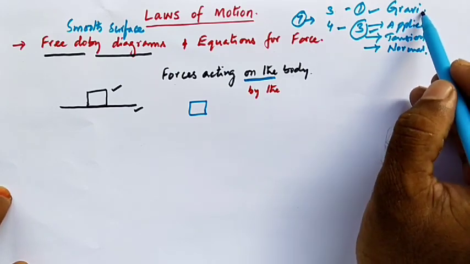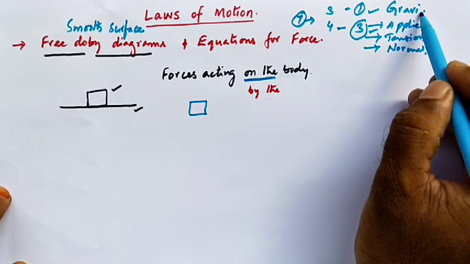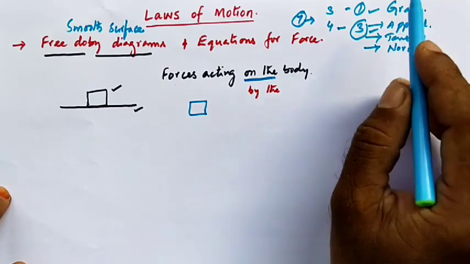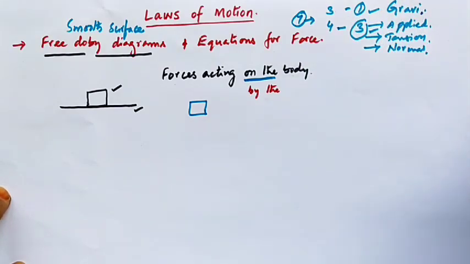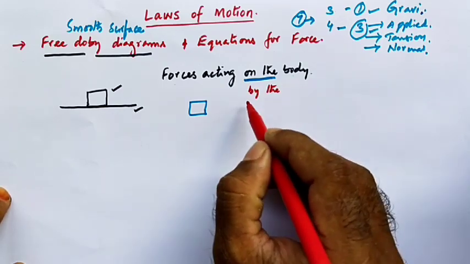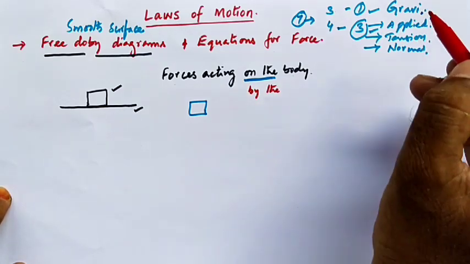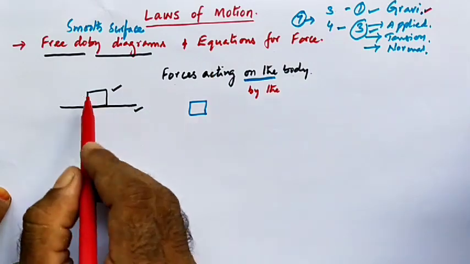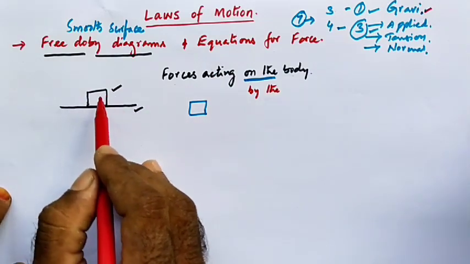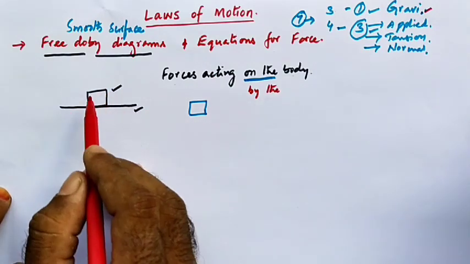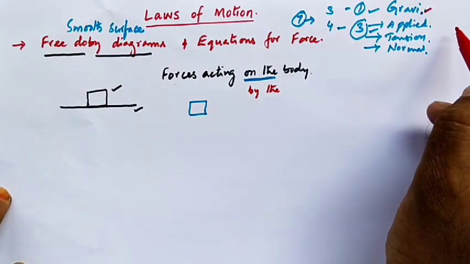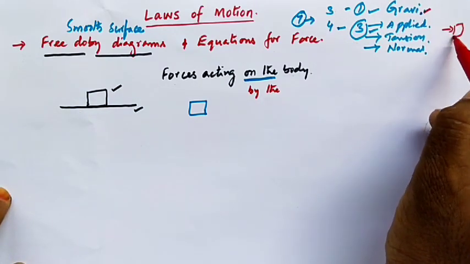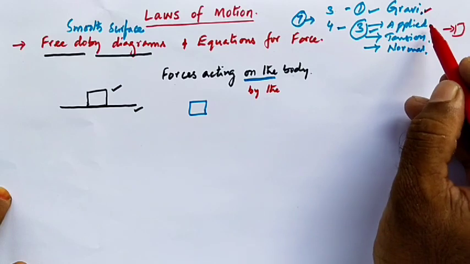Now see gravitational force. What we discussed: gravitational force acts always on the body vertically downwards. So the force acting on the body, first one is gravitational force. Clear. Next, is there any applied force on the block, from up or down or sides? There is no applied force. If applied force is there, then that will be directed in this way. This is applied force. So there is no applied force here.